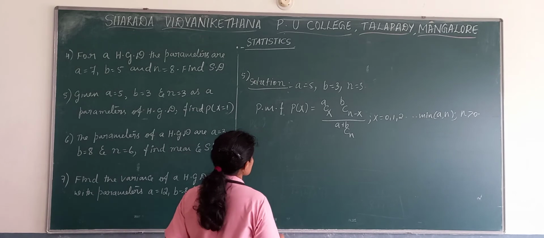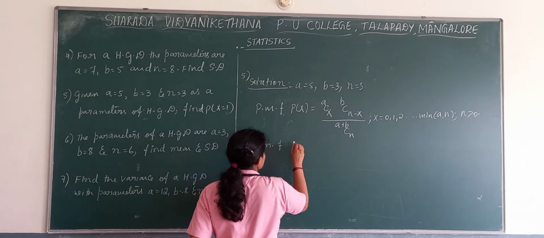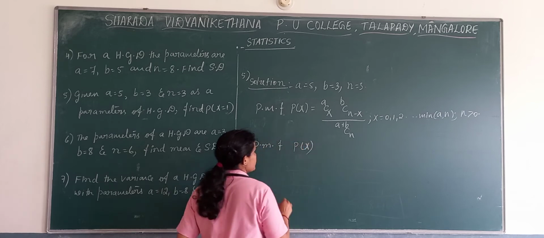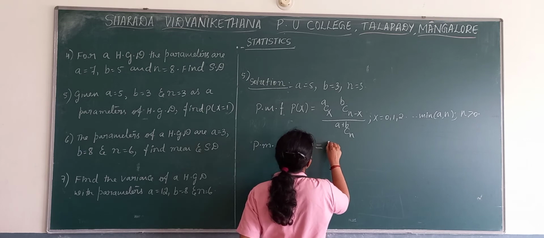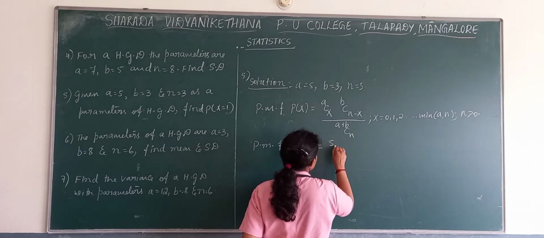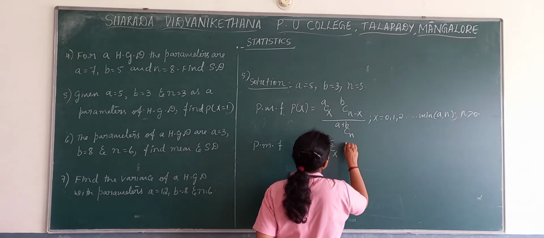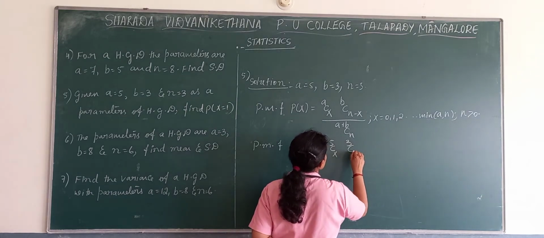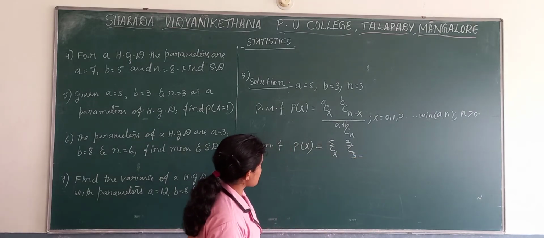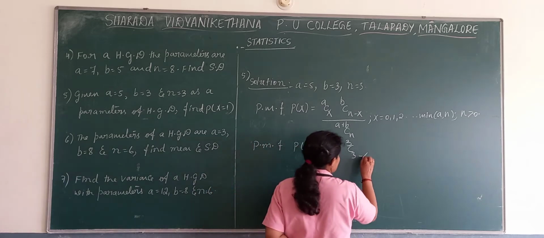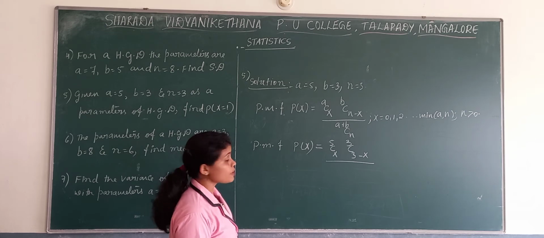Next, according to this problem, the function P of x is equal to aCx. What is the value of a? a is 5, so 5Cx, then b is 3, so 3C(n minus x), where n is 3, divided by (a plus b)Cn. a plus b means 5 plus 3.